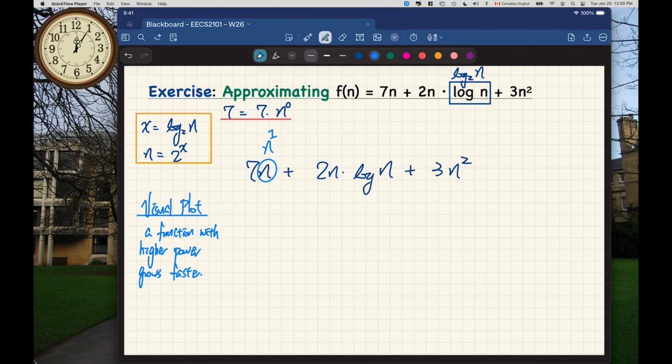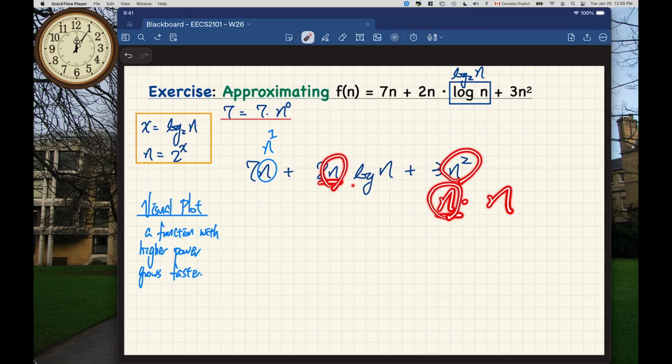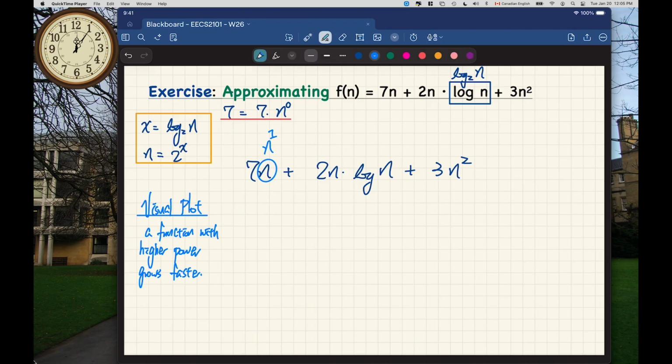So now let's talk about just log n over here, because you can think about this one here is like n times n. So n here is really the same. So we only need to compare log n versus n to see which one's higher power. That'll be enough, right? Just intuitively. So we can just plot it out, approximate.